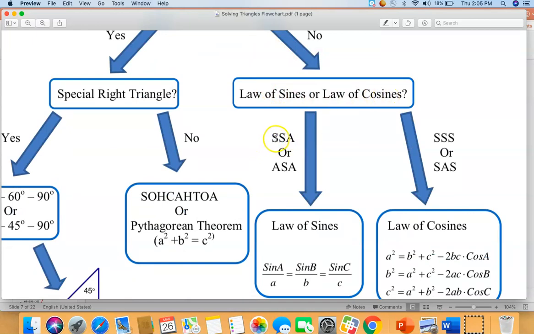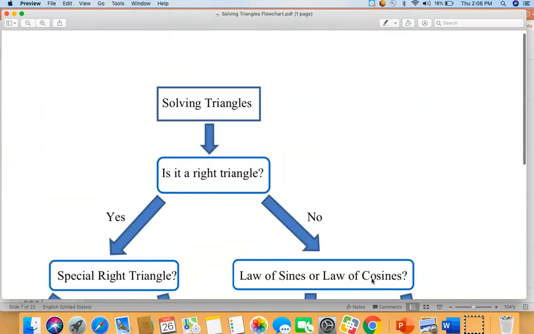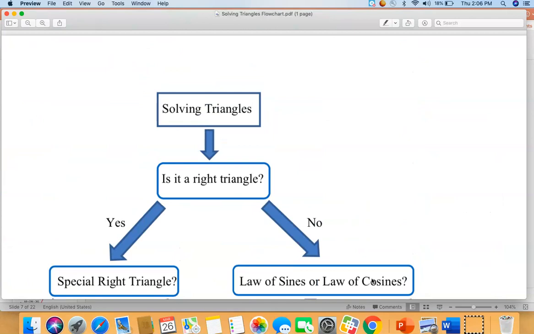If I'm given that side-side-angle or that angle-side-angle, two angles with the side in the middle, law of sines, which is sine A over a equals sine B over b equals sine C over c, is awesome. Or like we just got done talking about, if I know all three sides, or if I have not two angles and the side in between, but two sides and an angle in between, your law of cosines works exceptionally well. So again, I will post this little flow chart there, so as you're doing your homework, it'll kind of help you out.